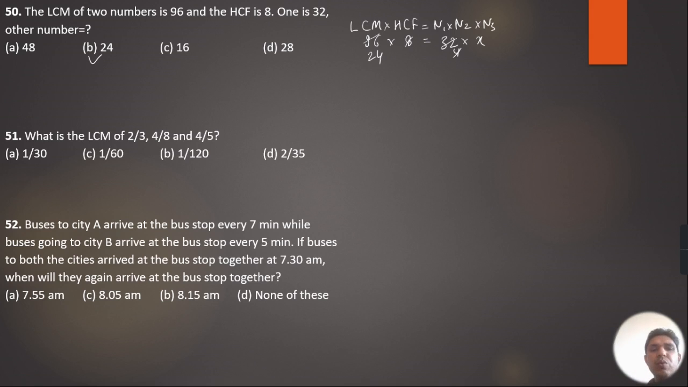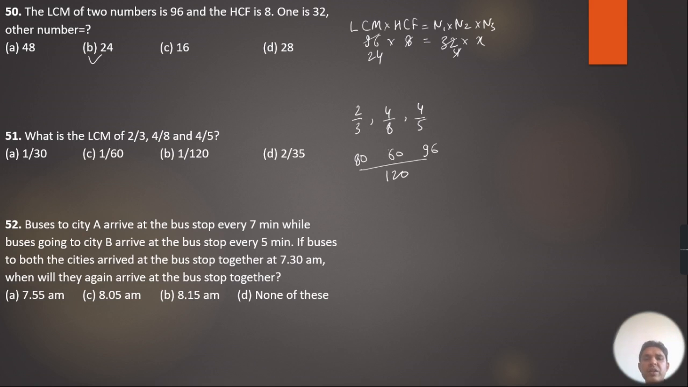What is the LCM of 2 by 3, 4 by 8 and 4 by 5? Right? LCM, that means lowest common multiple, is the number divisible by all the given numbers. So students, for this just take the LCM of all these numbers. What will the LCM be? The LCM will be 120, right? This will be 40, this will be 60, and this will be 96, right? So the LCM of all the given numbers is the number that can be divided by all the given numbers.